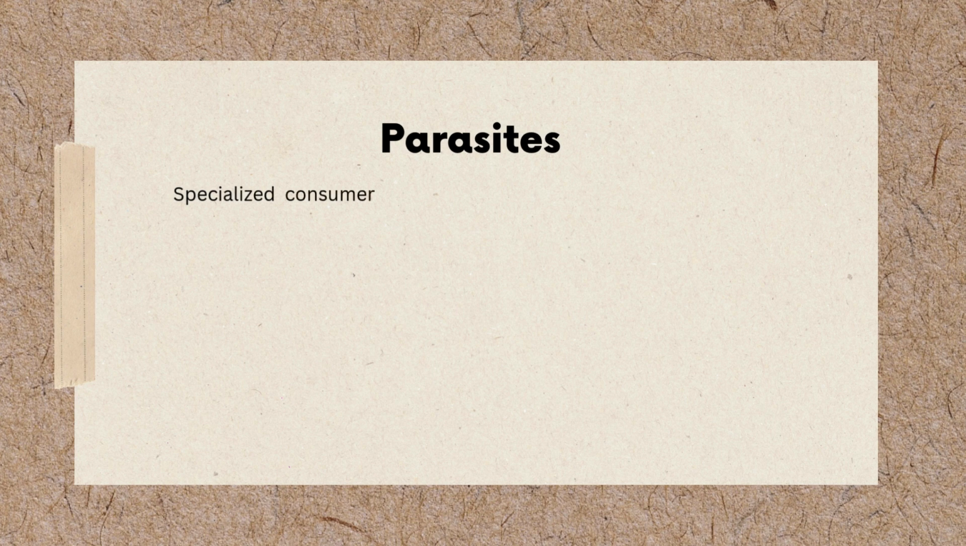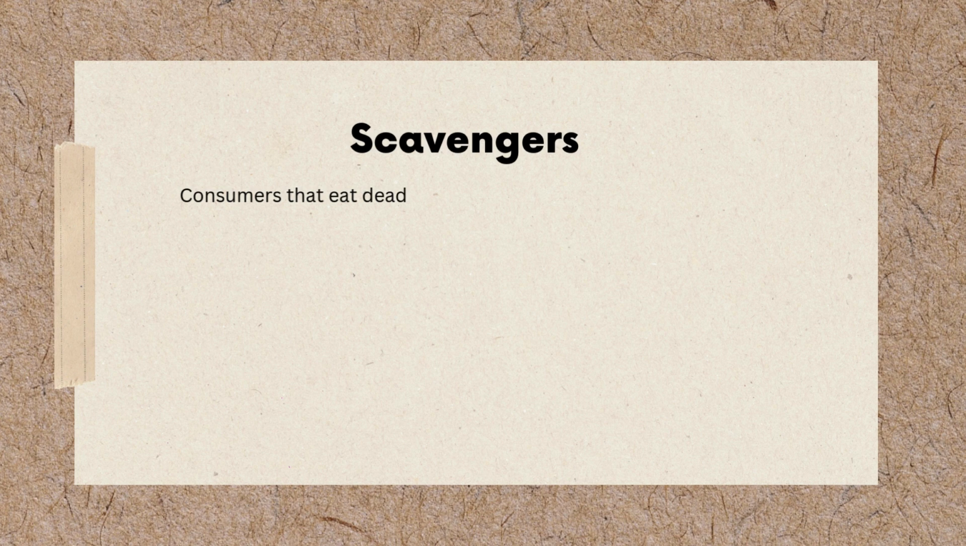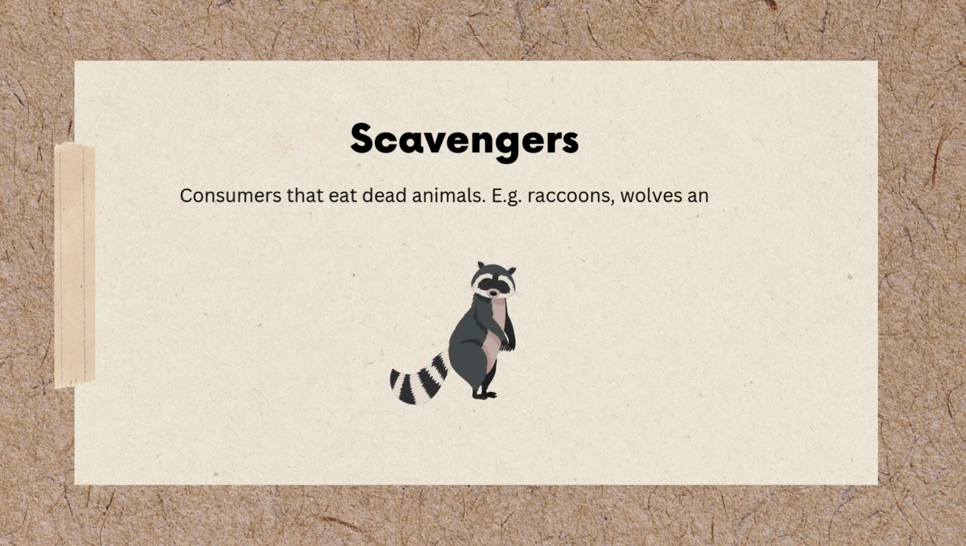Parasites are specialized consumers that live on or inside other organisms, often harming them. For example, fleas, lice, and ticks. Scavengers are consumers that eat dead animals. For example, raccoons, wolves, and condors.